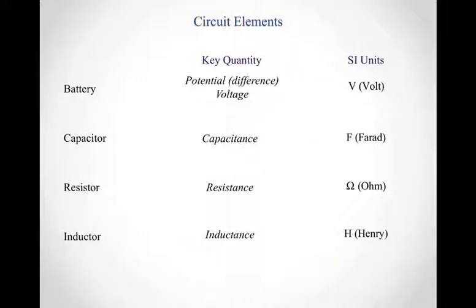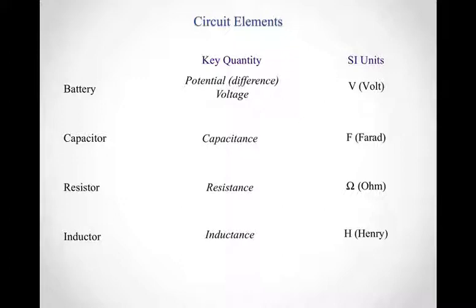So for those 4 key elements, battery, capacitor, resistor, inductor, each of them has a fundamental quantity that defines what they are. For the battery, it's the potential difference, the voltage, and that has SI units of volts. The capacitor's key quantity is capacitance, and the SI unit for that is farads. That's just a short version of Faraday, for Michael Faraday, who was one of the key inventors in figuring out a lot of the stuff that goes on with electricity and circuits.